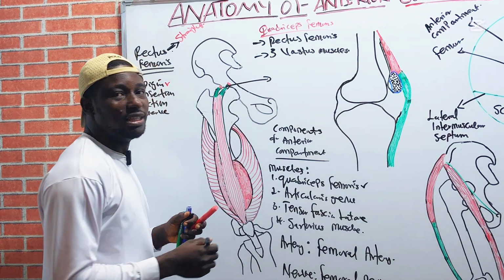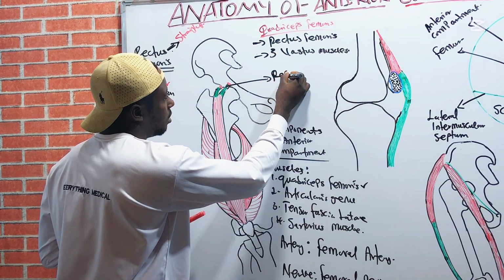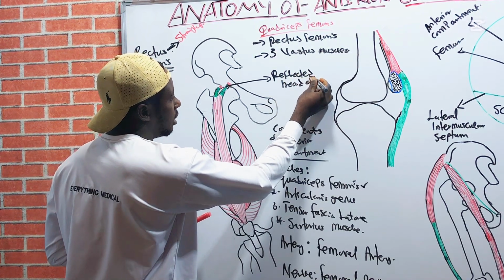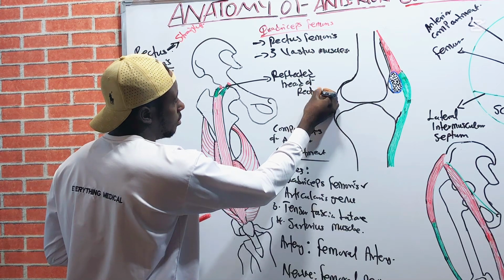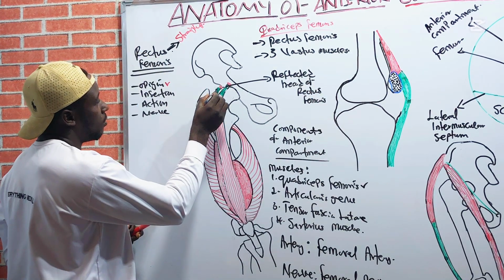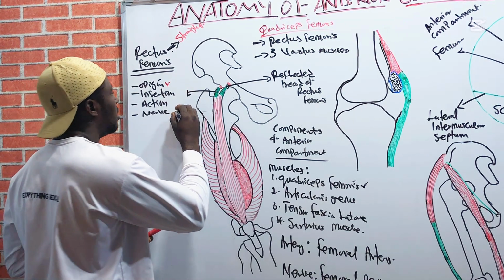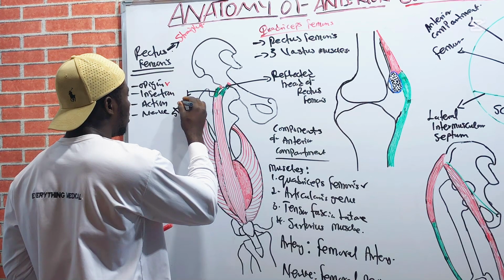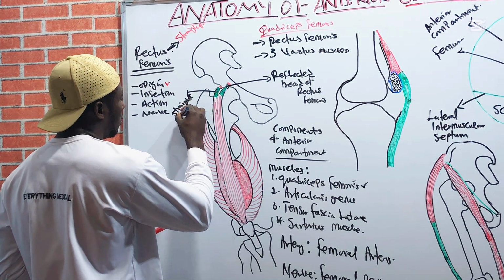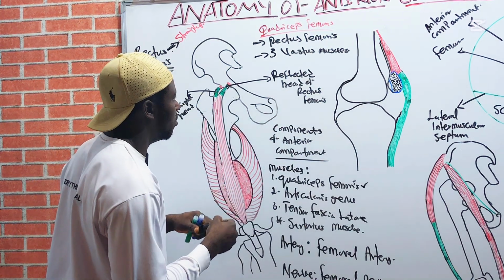is the reflected head of rectus femoris, while here is the straight head. This is the straight head of rectus femoris, while here is the reflected head of rectus femoris.